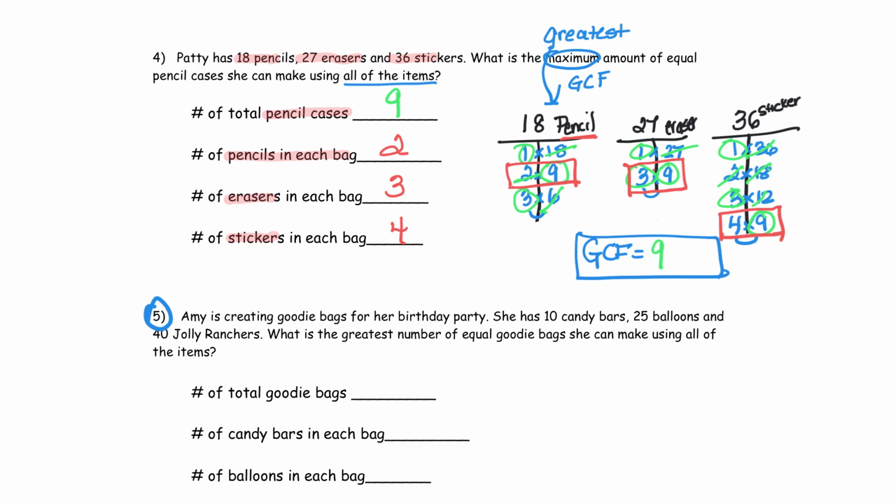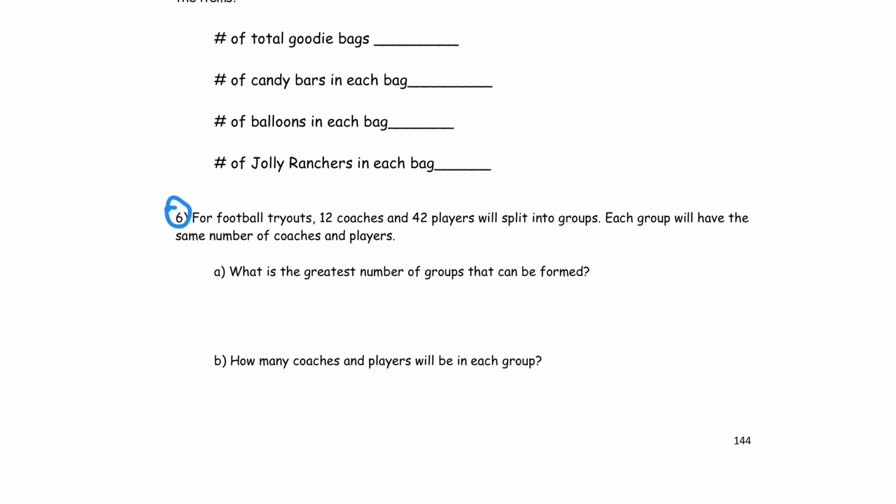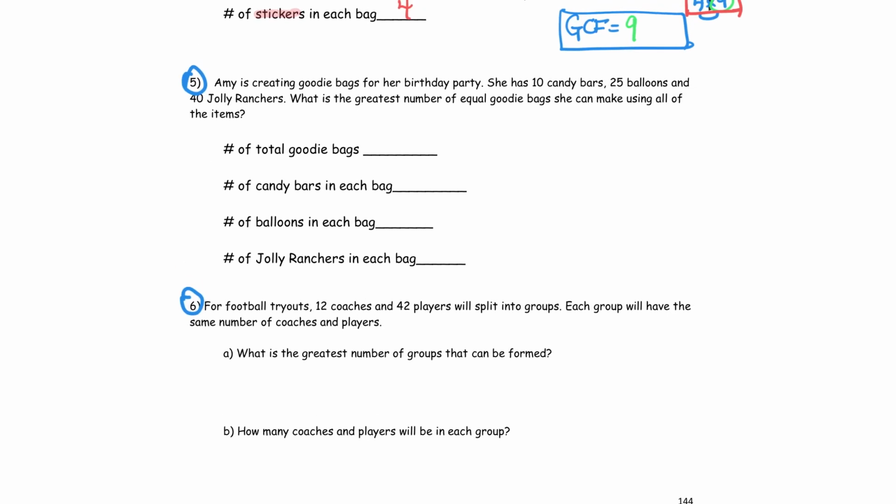So let's look at number 5 and number 6. Number 5 and number 6 are very similar type problems. You're going to find the GCF of each item and then answer the questions as they appear.